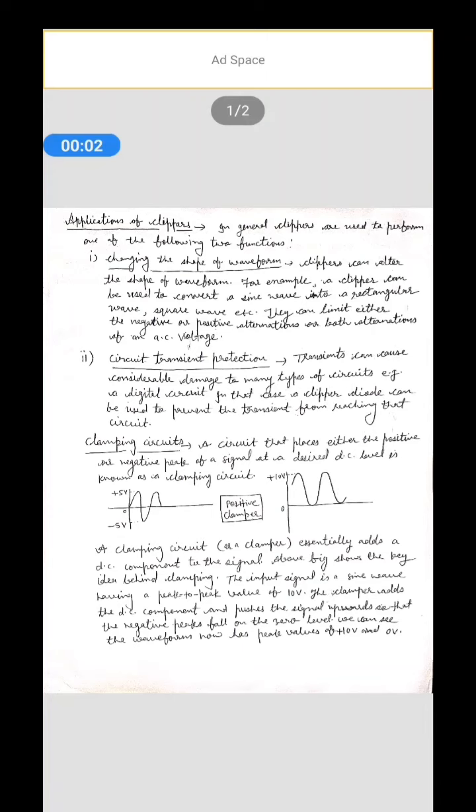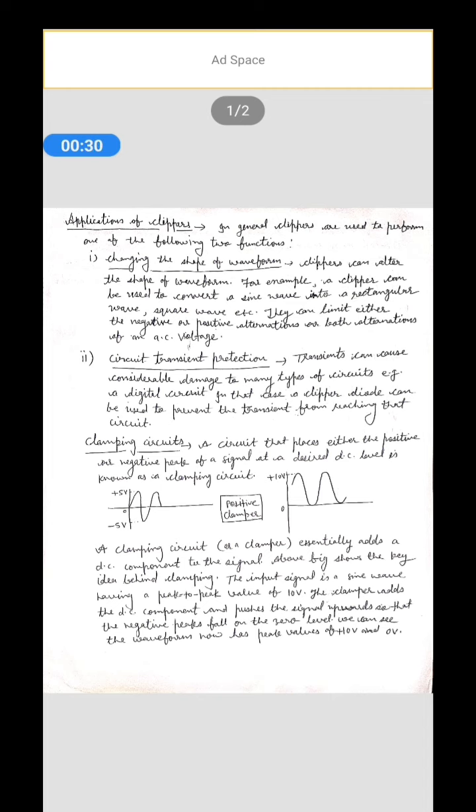Our topic is application of clippers and clamping circuits. Let us see first the applications of clippers. First application, changing the shape of waveform. Clippers can alter the shape of waveform.